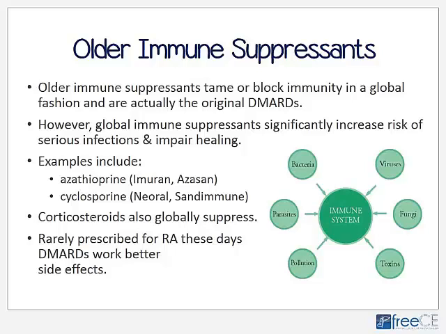Examples of these older immune suppressants: azathioprine, cyclosporin. Keep in mind that corticosteroids globally suppress the immunity also. In general, these global immune suppressants are rarely prescribed for RA, particularly long-term, because other newer DMARDs work much better and have fewer side effects, although they are much more expensive.